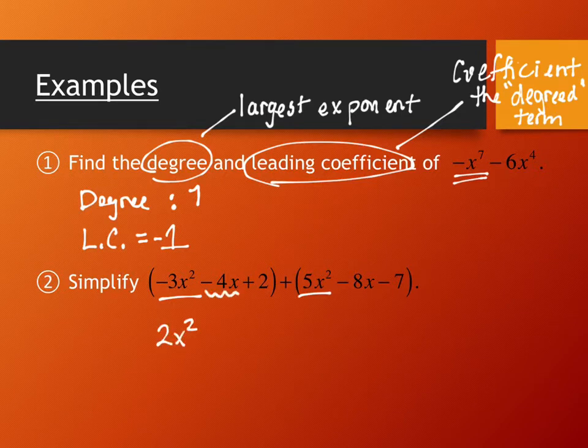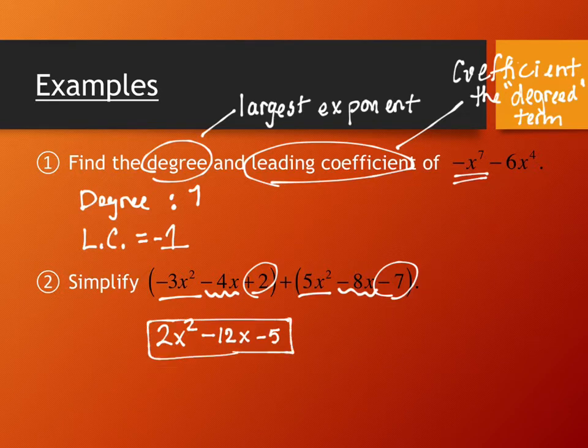The next one, which is negative 4x, I also have a negative 8x. Those are alike because they both have just the single x with an exponent of 1 attached to them. So negative 4 and negative 8 are negative 12. So it's negative 12x. And then the last pieces are my constants. I have positive 2 and negative 7, which gives me a negative 5. Okay, so addition, without a doubt, is the cleanest one to do.